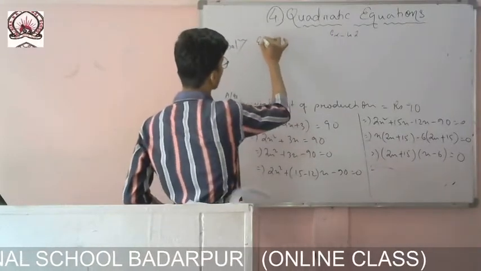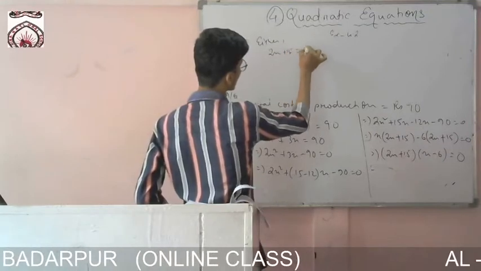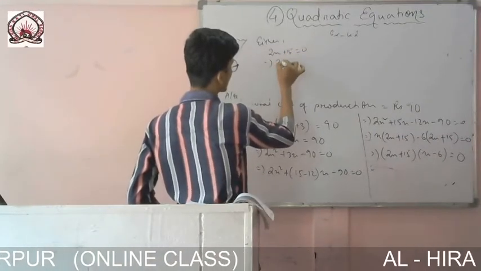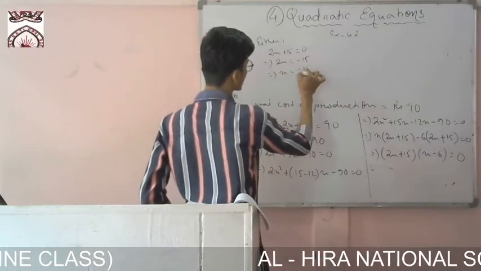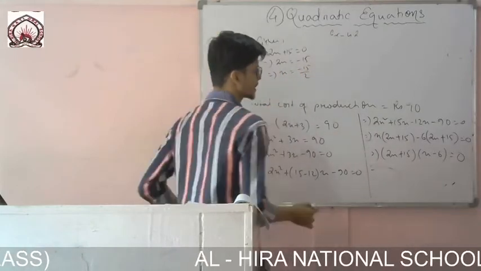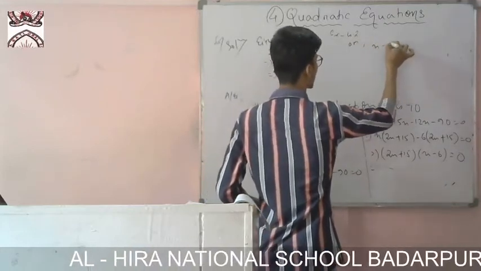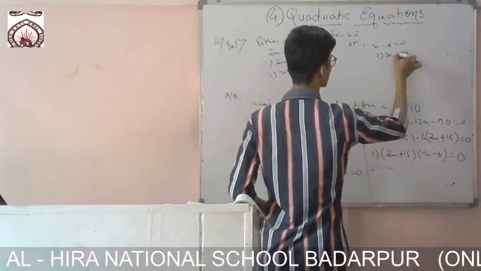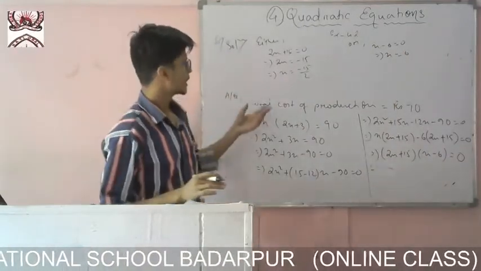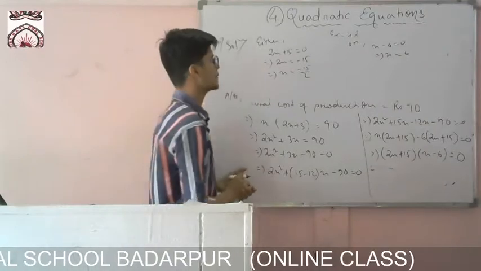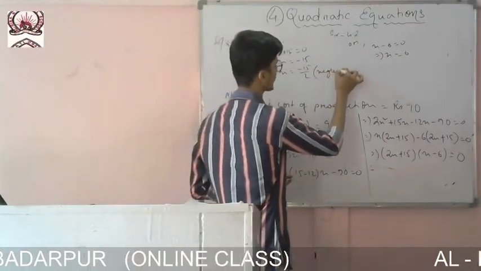So either twice x plus 15 will be equal to 0, which gives twice x equals minus 15, so x equals minus 15 by 2, which is not possible because the minus sign is there. Or x minus 6 equals 0, so x equals 6. What we are finding here is the number of articles, and the number of articles cannot be negative, so it will be neglected.